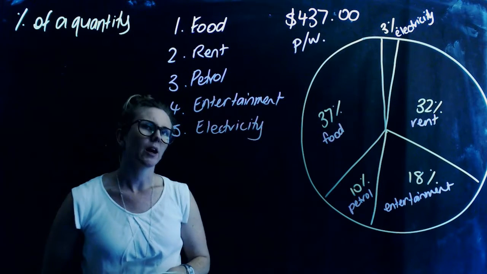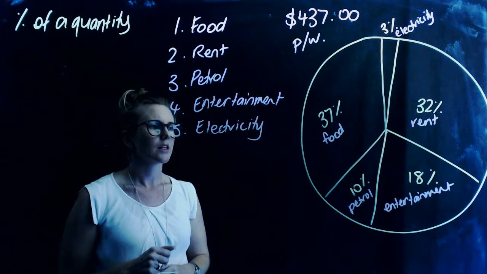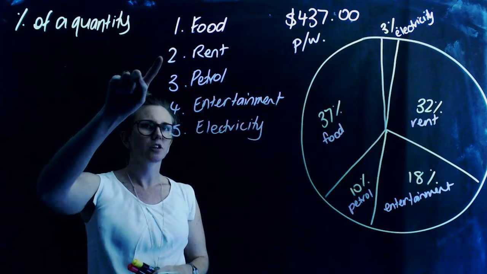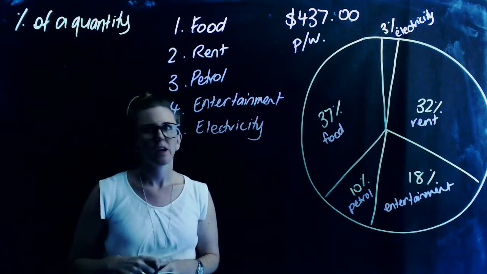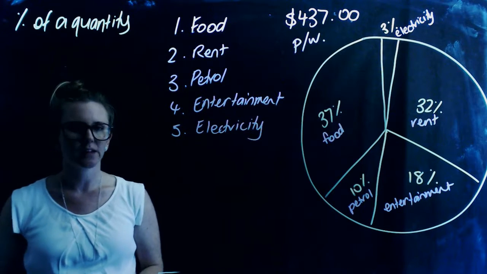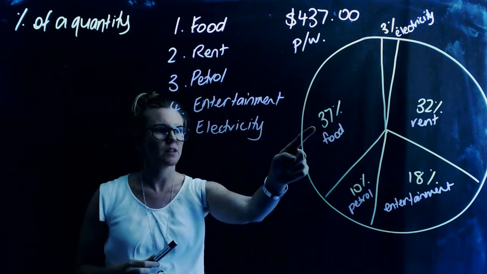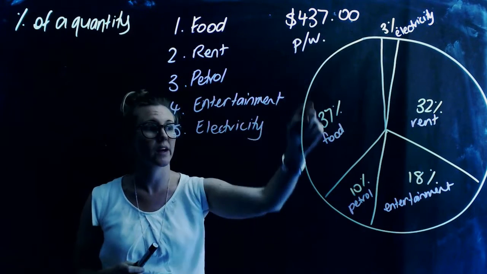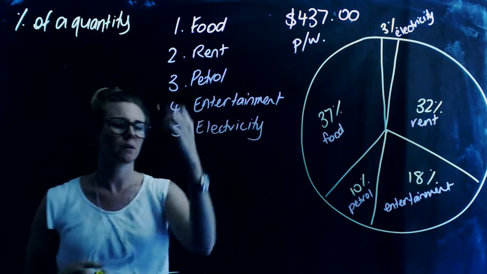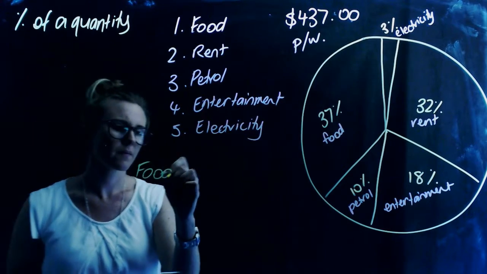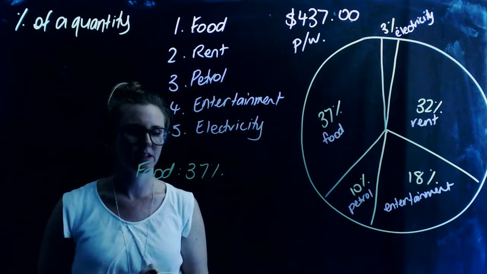So a type of question that you might get is, if he earned $437 per week, as we've said here, what are the actual amounts, not just percentages, but in dollar amounts that he would spend? Chances are that you will have the use of a calculator, which would be really good. But what you're essentially doing is finding a percentage of a quantity, and in this case, a percentage of an income. So the way that we would do this is, for example, food. Food is 37%. We always write down as much working as we can.